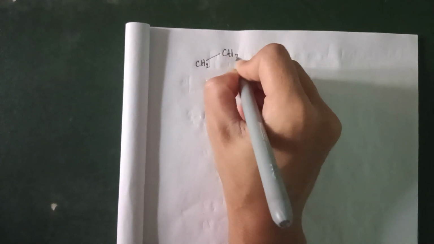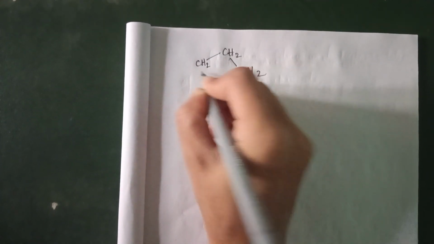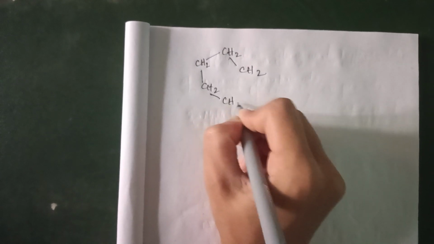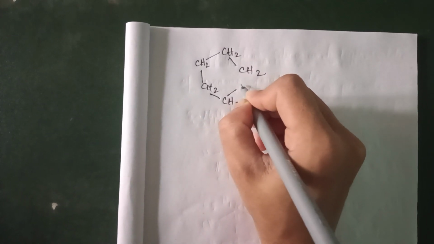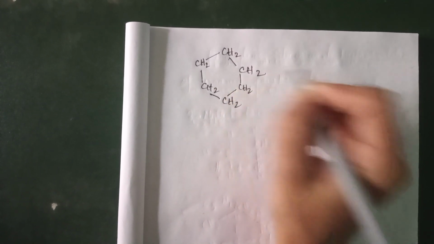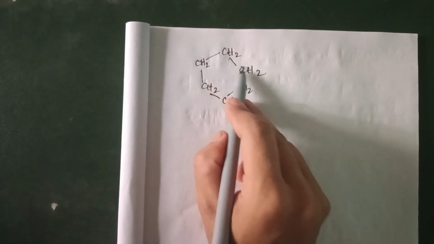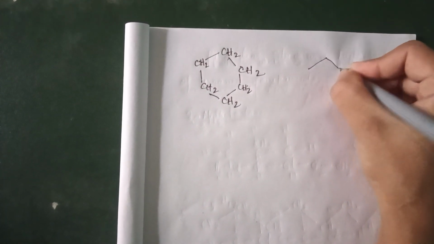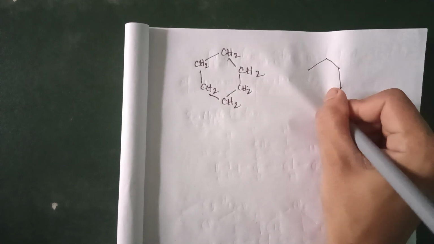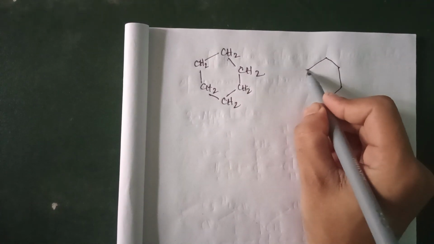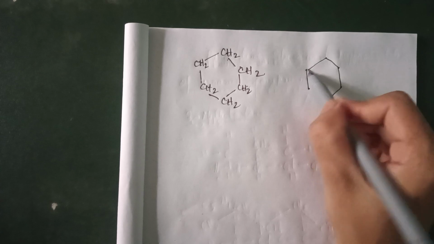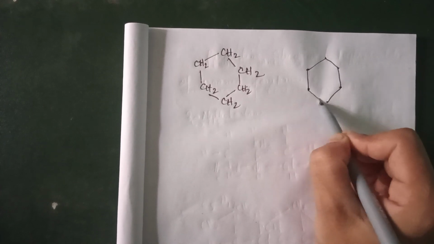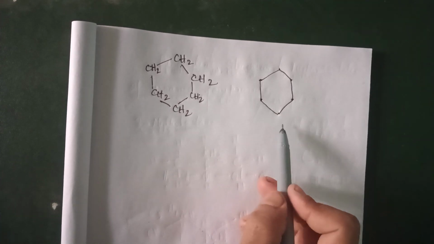If I write it in this way, how many carbons are there? Let us write CH2 in this way. How many carbons are there? Start from here: 1, 2, 3, 4, 5. Let us count: 1, 2, 3, 4, 5, then with this, 6. So these are bond line representations.